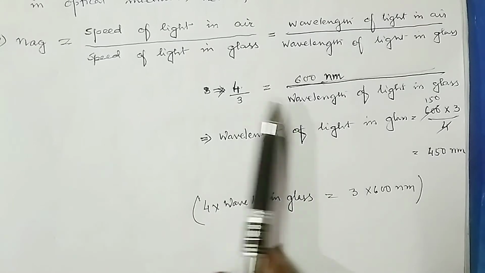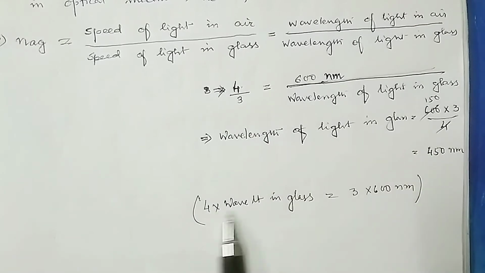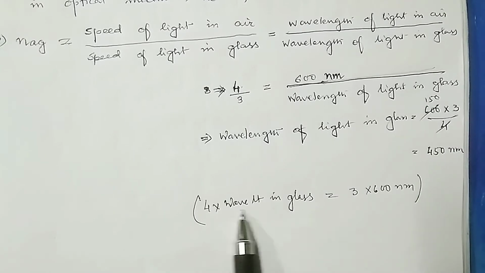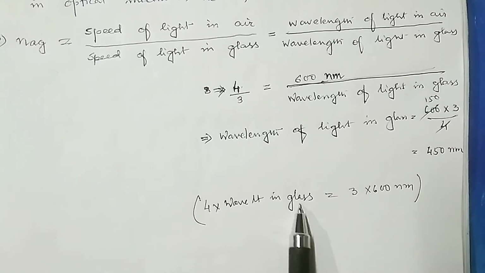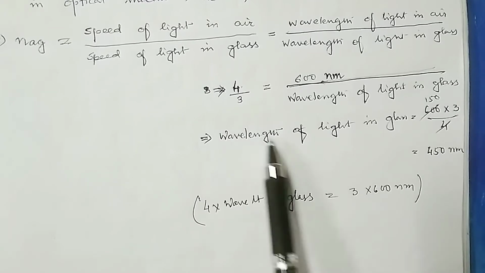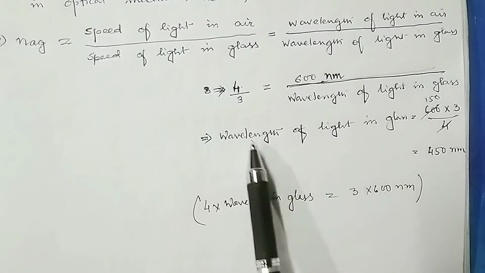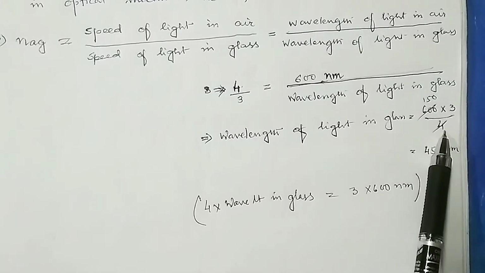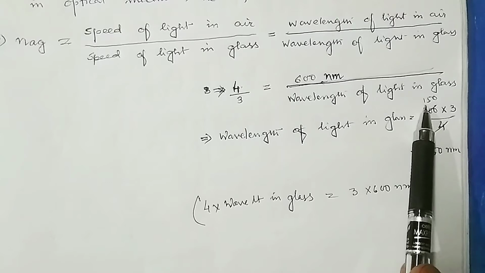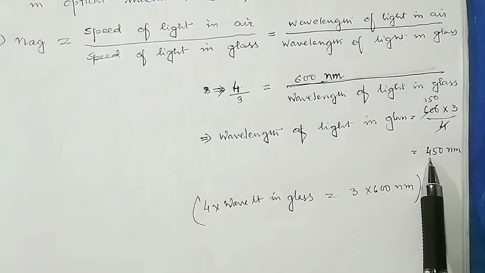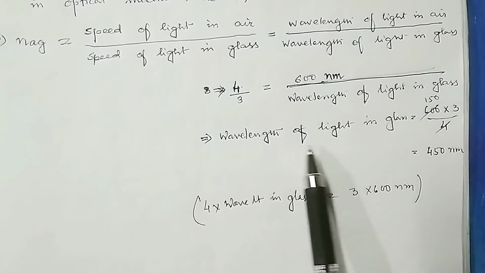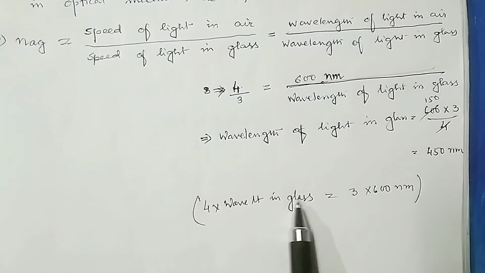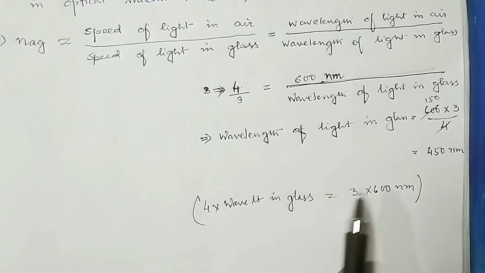So if I cross multiply, 4 into wavelength of light in glass equals 3 into 600 nanometer. So wavelength of light in glass is 3 into 600 by 4. Directly also we can write after this step: wavelength of light in glass equals 600 into 3 by 4. Now 600 divided by 4 is 150. 150 into 3 is 450 nanometer. Therefore wavelength of light in glass is 450 nanometer. If you want, you can write this line here. I hope the sum is clear.